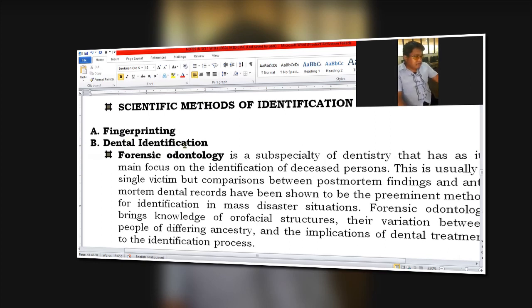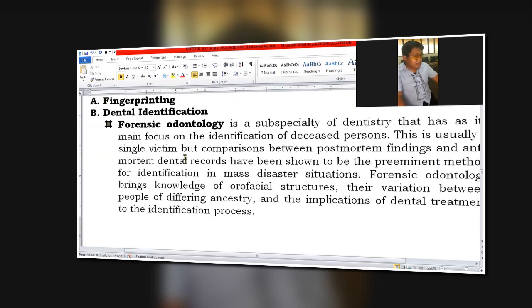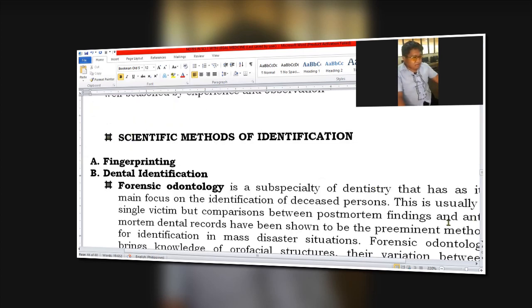Dental identification also is one of a science that is very important in identification of persons. So we have many kinds of regarding dental identification. We have forensic odontology. Yan. Forensic odontology.